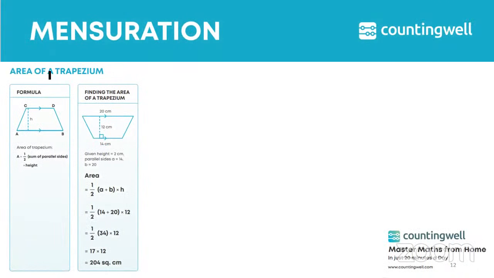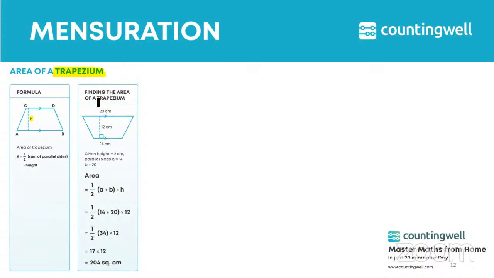Let us see what is the area of a trapezium. So what is a trapezium? It is a quadrilateral having only one pair of opposite sides parallel. So the area of a trapezium having height h, where h is nothing but the distance between the parallel sides, is half into the sum of parallel sides into height.